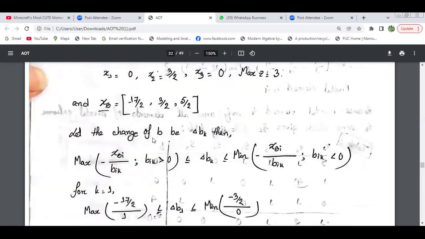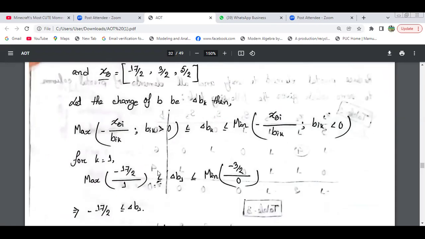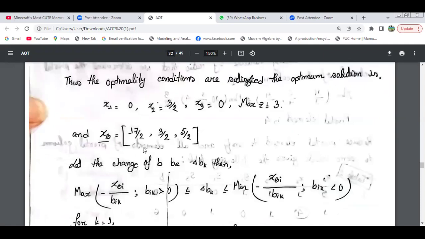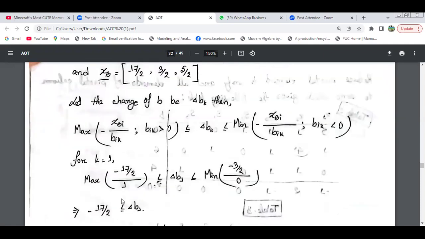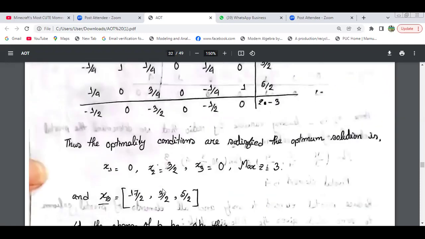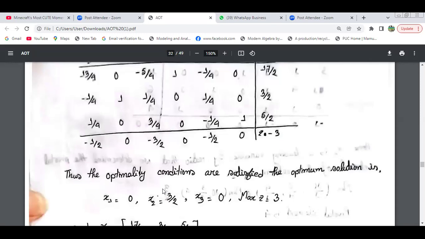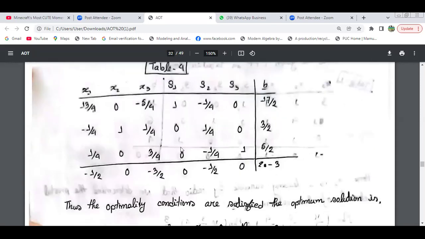So let the change of B in the del BK. This is the formula for the discrete change in the requirement vectors. Okay, for K equals to 1, we get the change in B1, and for B1 we get minus 17/2. This is the first one, divided by what? 1. For B1, first column, okay, 17/2 by 1, another are 0.